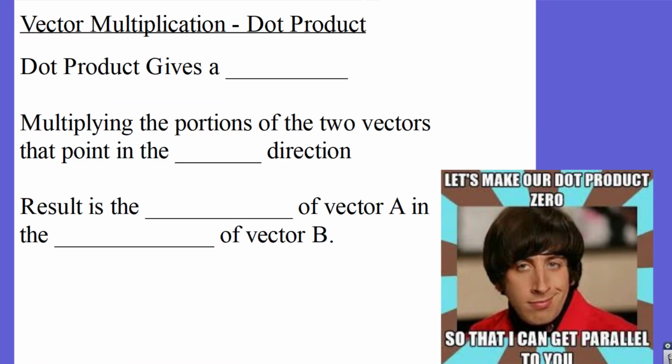Now there are 2 ways to multiply vectors. We just took a look before at adding or subtracting vectors, but we can also multiply vectors. One is the dot product, and one is the cross product. The dot product is very important because this is what we use for work, because the dot product gives us a scalar result. And as we know, work is a scalar quantity, which means we're going to multiply the portions of the two vectors that point in the same direction. What is a dot product?